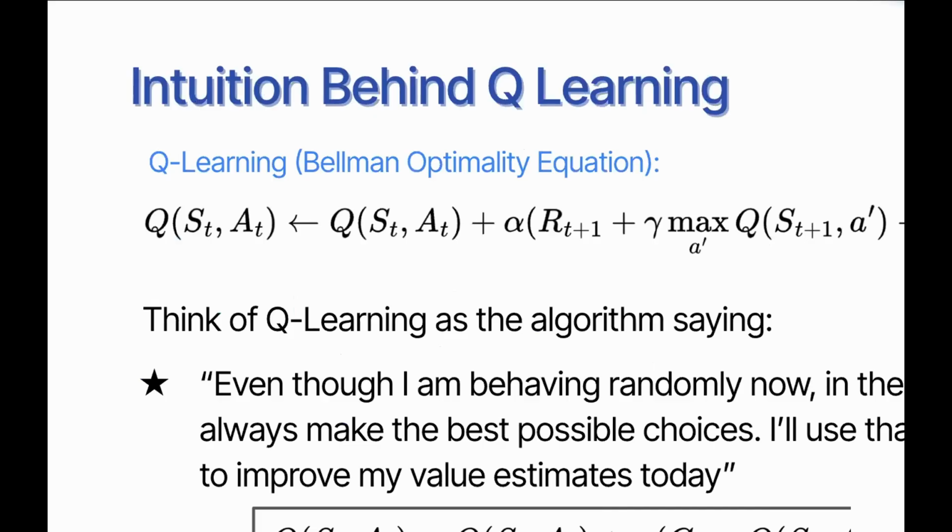This is just the intuition behind Q learning, right? It's basically saying that even though I'm behaving randomly now, meaning that even if I have a random policy right now, in the future, I will always make the best possible choices. That's why I'm taking the max. I assume in the future, I will always make the best choices for this environment. I'll use this assumption to improve my value estimates right now. That's sort of the intuition behind Q learning. Okay, sort of, yeah, expressed another way.